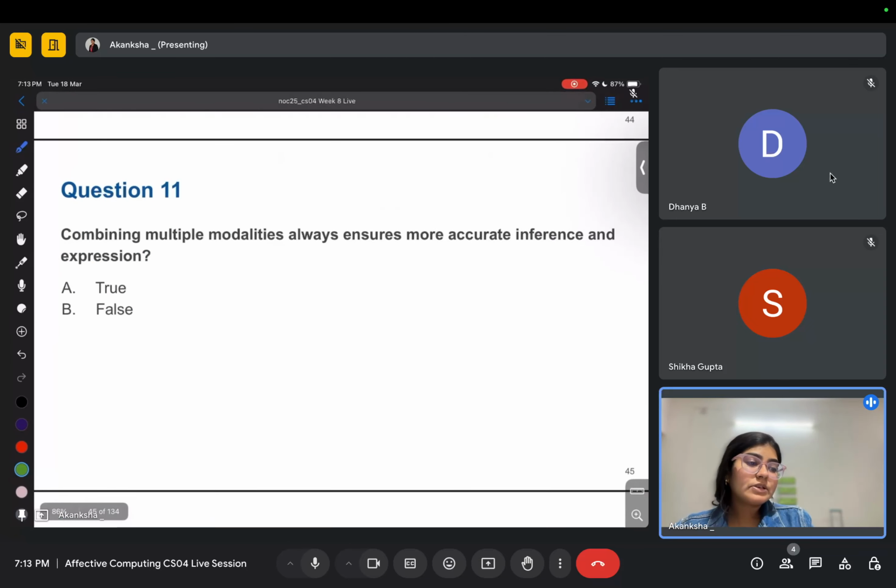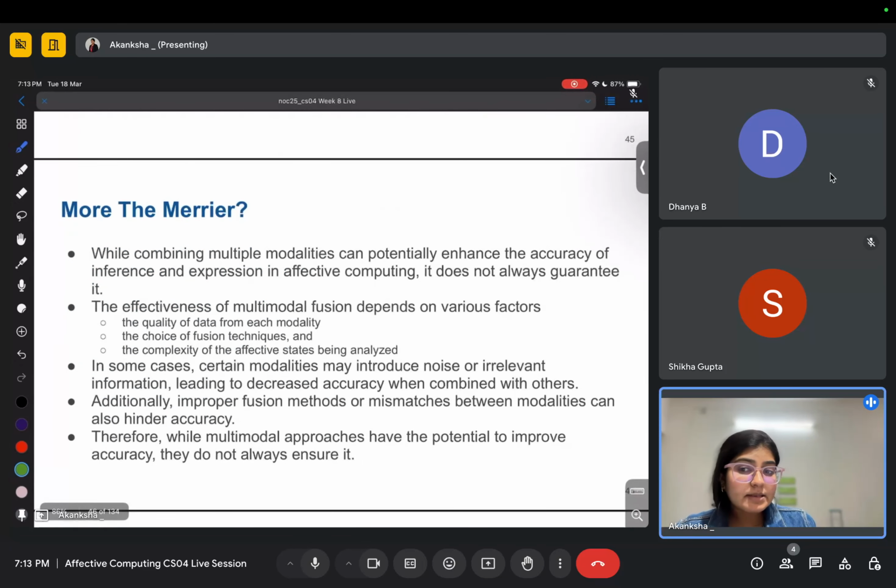Okay, next question is, combining multiple modalities always ensures more accurate inference and expression. Is it always the case that if you combine multiple modalities, you're going to get performance enhancement? It is false. Why? Is it the case more the merrier? Because it can potentially enhance. Potentially is the keyword here.